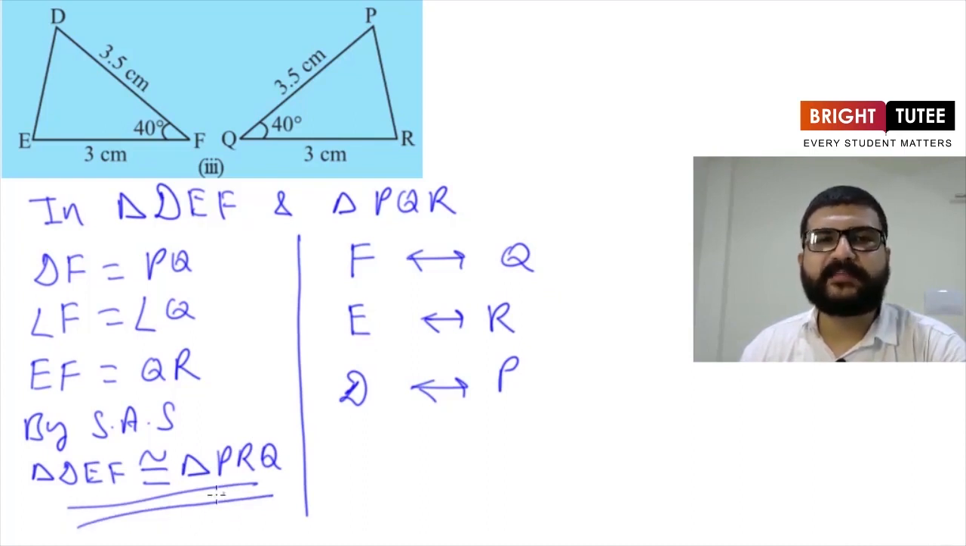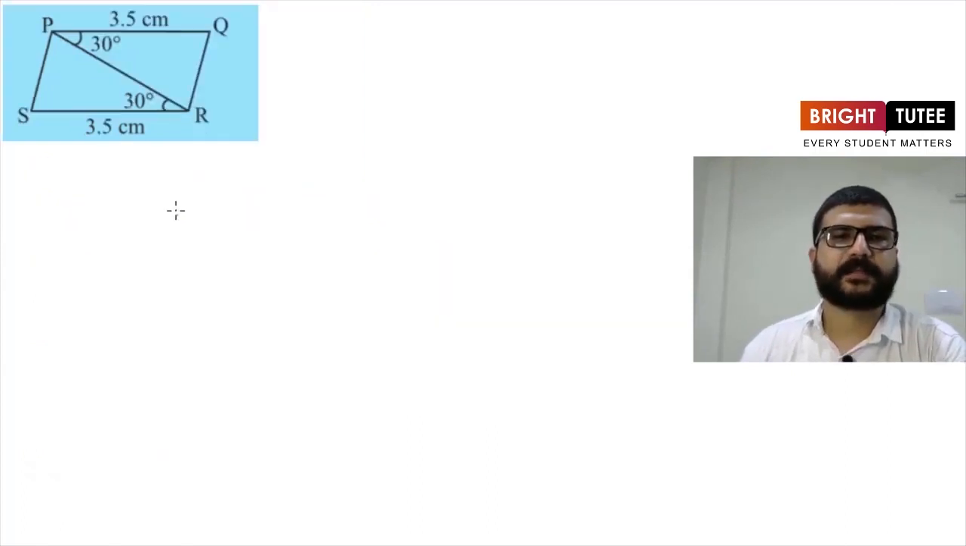We have to be very careful while writing the congruency relation, because from this relation we can now tell that angle D is equal to angle P, angle E is equal to angle R, and angle F is equal to angle Q. And DE will be equal to PR, EF will be equal to RQ, and DF will be equal to PQ. From this relation itself, we can give much information. Now let's consider this figure.